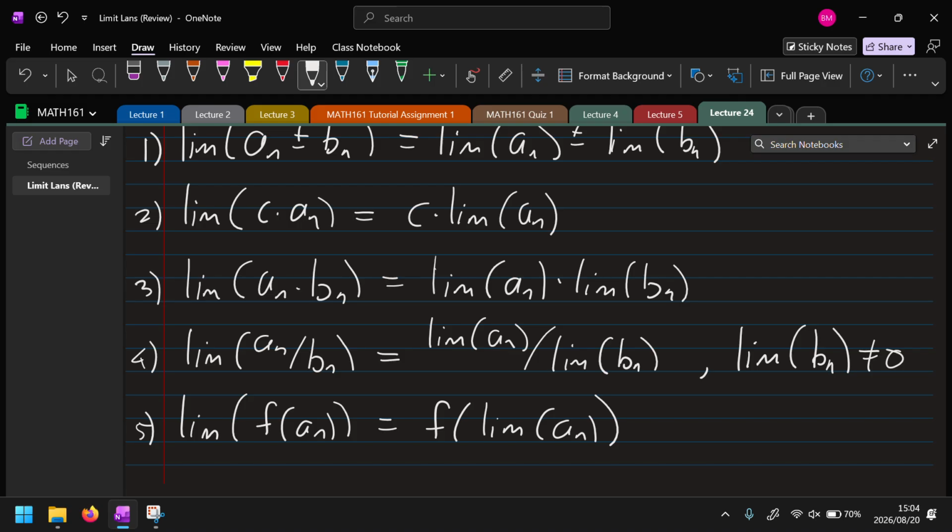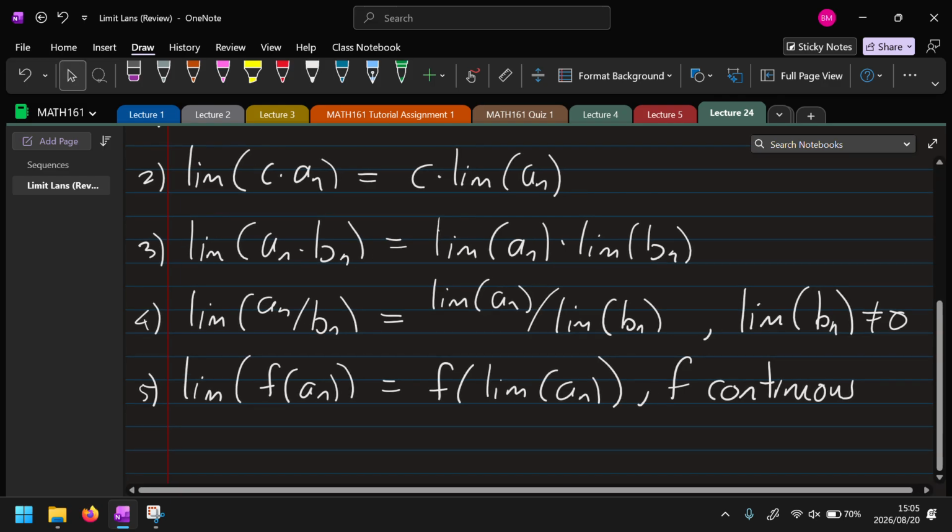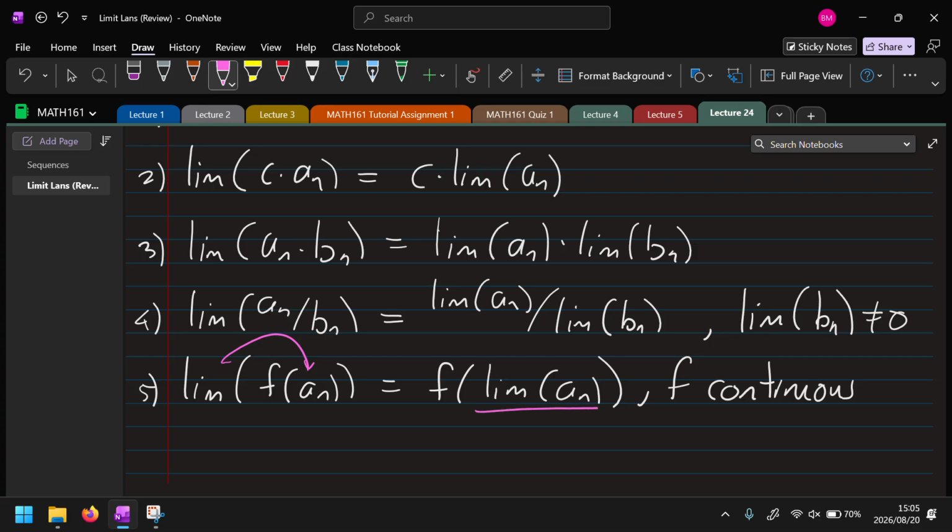Somewhere in the top there. Okay, very good. F must be continuous. If f is continuous, the limit can go inside and outside, right? So here f must be continuous. So if f is continuous, the limit can jump inside here. So a limit on the outside can jump inside, so we have f of, and then the limit on the inside there. Good. Must be continuous.